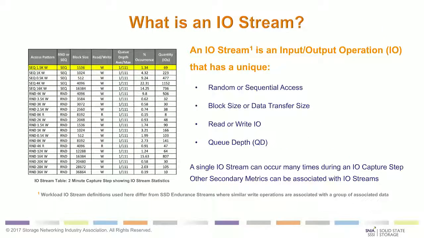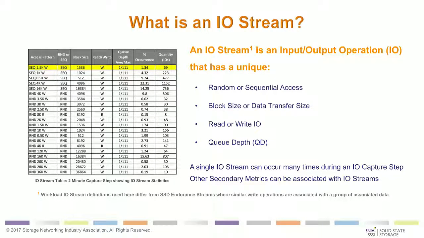First of all, what's an IO stream? On the left side there's this table. Don't worry about zooming to see details; you can do that later. The main point of this table is to show you some 20 or 21 discrete IO streams that were captured during a single step of an IO capture.